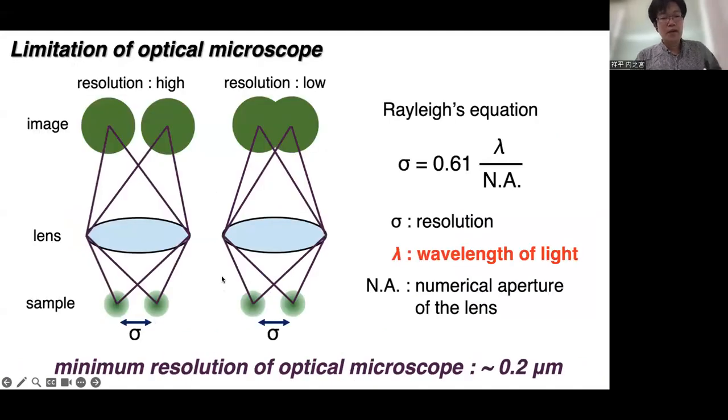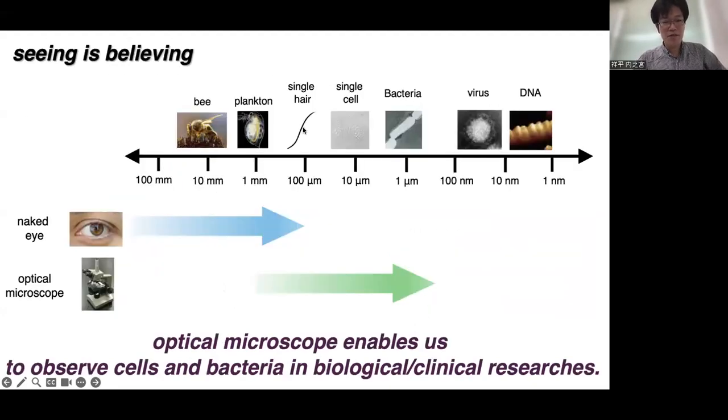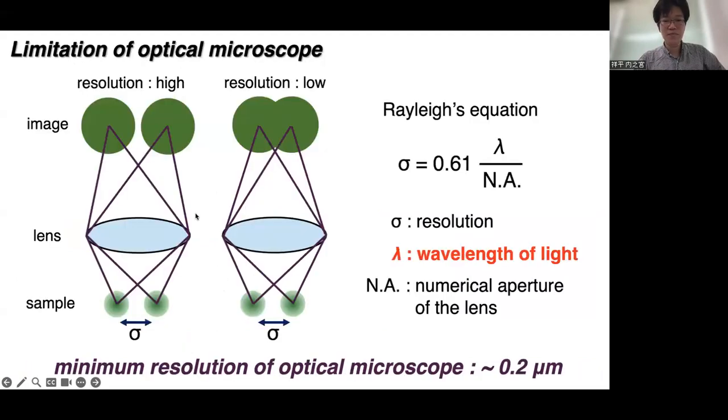Okay, so however, humans want to know smaller things, for example, viruses and DNA structure. However, it is quite difficult to observe these things with an optical microscope. This is because the resolution of the optical microscope is still not enough for observing the smaller world.